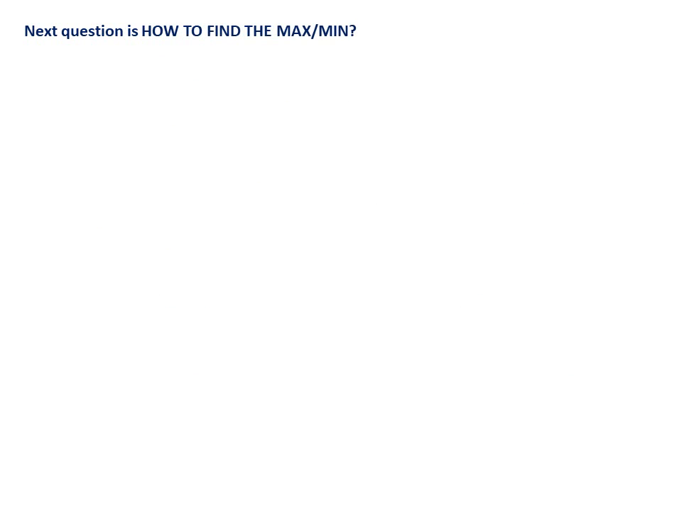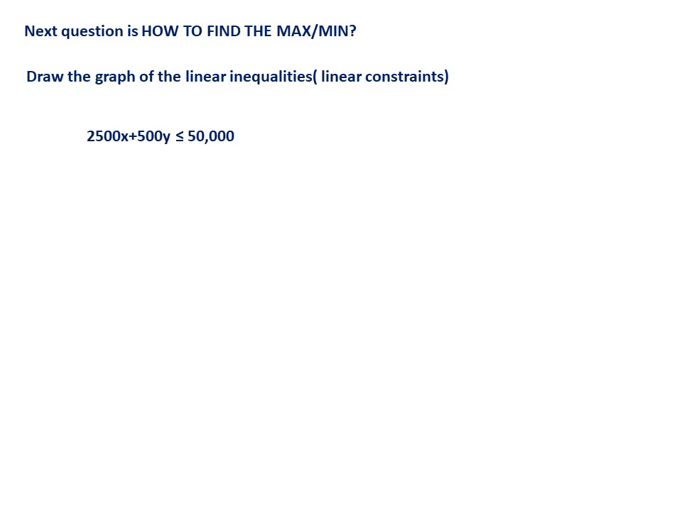Now the next question is how to find the maximum and minimum value. What you have to do is draw the graph of the linear inequalities. Z you have to keep as it is. Only the linear inequalities, that is the subject to constraints, you have to draw. For example, here you see one constraint is 2500x plus 500y less than or equal to 50,000. The second constraint is x plus y less than or equal to 60. Of course, the other two are non-negative constraints. So you have to draw the graph like this.